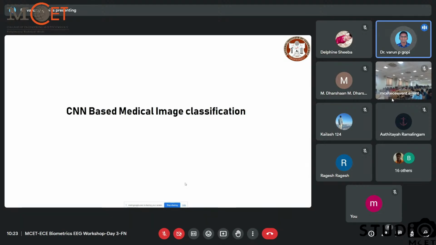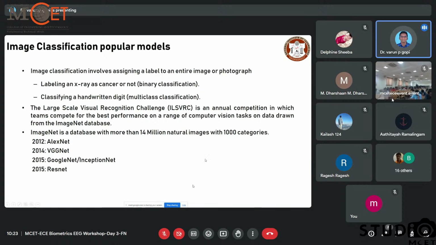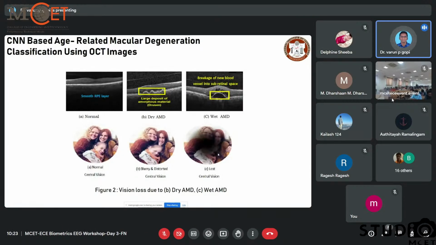And next is CNN used for medical image classification. So for classification, we can generally use existing pre-trained networks like AlexNet or GoogleNet, VGG, with transfer learning and fine tuning. So here we have done one classification of eye images, with a normal image, a dry AMD and a wet AMD. AMD is nothing but age-related macular degeneration. It is a problem that happens to the human eye when we are aged above 50.